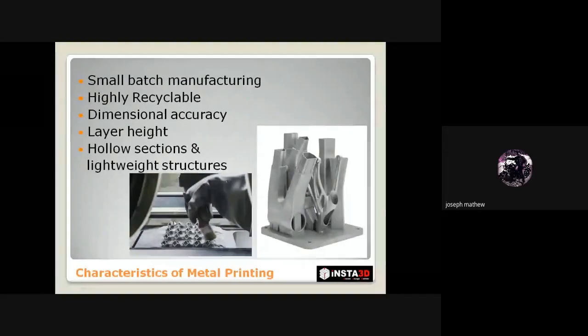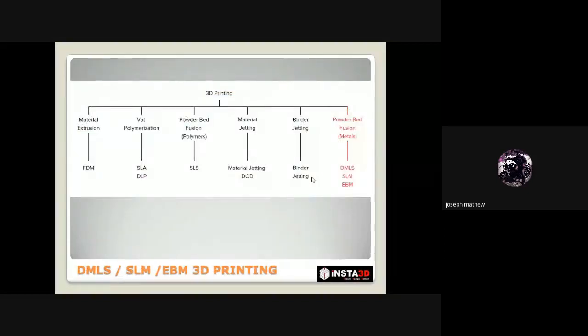And the powders used are highly recyclable in nature. The dimensional accuracy is around 0.1 mm, and the layer height achieved is around 50 microns to 100 microns. And hollow sections and lightweight structures can also be 3D printed using a metal printer. You can see there are two techniques, which are DMLS and SLM. There is a big difference between DMLS technology and SLM technology. SLM technology uses a single, homogeneous material as the raw material, whereas in the DMLS technique, there are two or three materials of different melting temperatures used in the 3D printer. So this is the main difference between the DMLS technique and SLM technique.